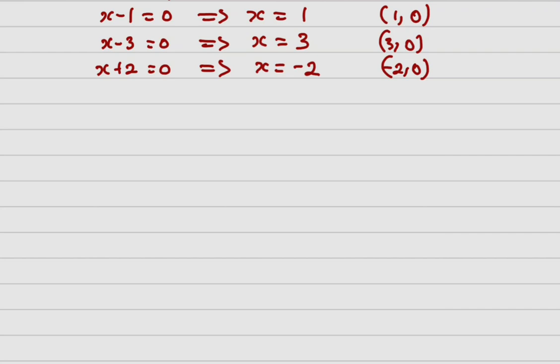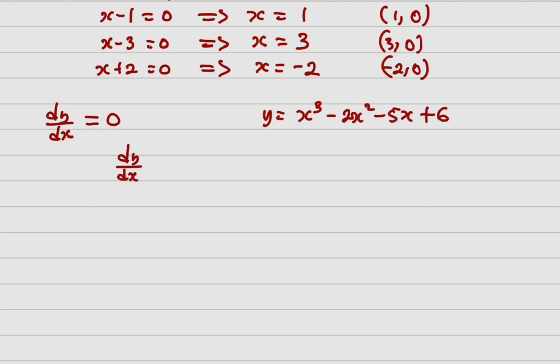Now for us to find these, first we need to find our stationary points. Okay, and how do you find our stationary points? The condition for stationary points is dy by dx is equal to 0. And recall that y is equal to x cubed minus 2x squared minus 5x plus 6. So therefore, dy by dx will be 3x squared minus 4x minus 5. The differential of a constant term is 0, so the differential of 6 is 0. So this is 3x squared minus 4x minus 5 is equal to 0.